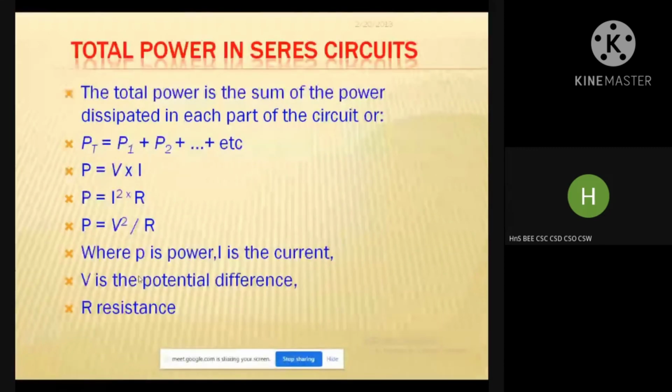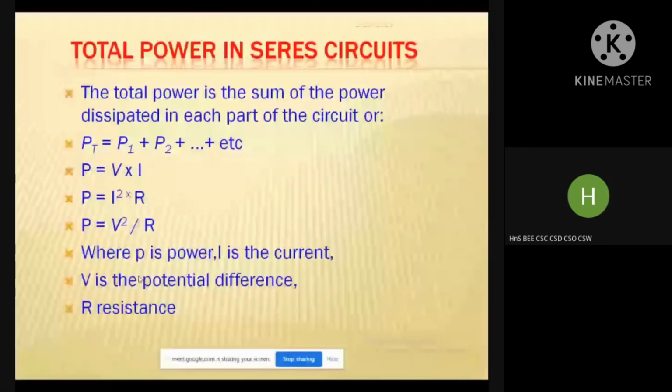Each resistor has some power value, that is P1 plus P2 plus P3, like that. These three powers are added. If all the powers are added, we can get the total power, that is Pt equal to P1 plus P2 plus P3. This is the series combination power formula, Pt equal to P1 plus P2 plus P3 and so on.